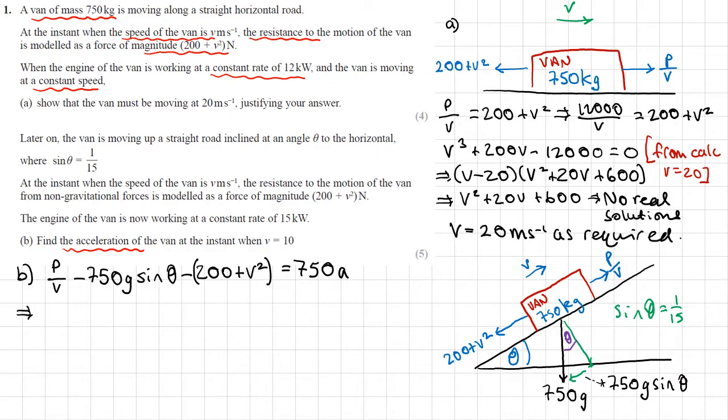Right, let's start to fill in some numbers. So the power is 15 kilowatts, so that's 15,000 divided by V, so it's moving at a velocity of 10. I guess I could have put that on my diagram as well. V is equal to 10 minus 750 g times by sine theta. Now sine theta we're told is 1 over 15, so times by 1 over 15, and then minus 200, and then also minus V squared, which is going to be 10 squared.